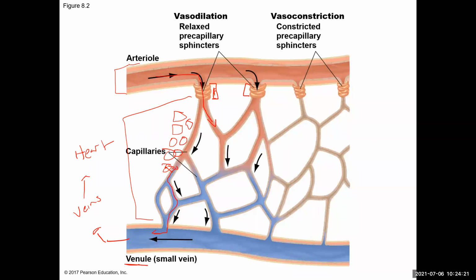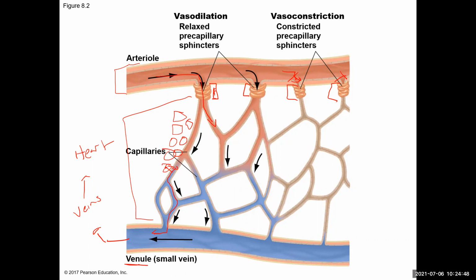Now, if vasoconstriction happens, where those precapillary sphincters are constricted, then there's no blood flow into this portion of the capillary bed. And so they can regulate how much blood flows into the capillaries by either constricting or dilating those sphincters.